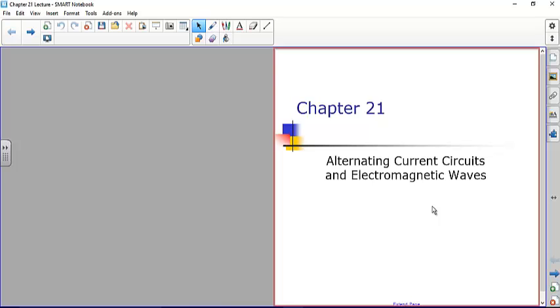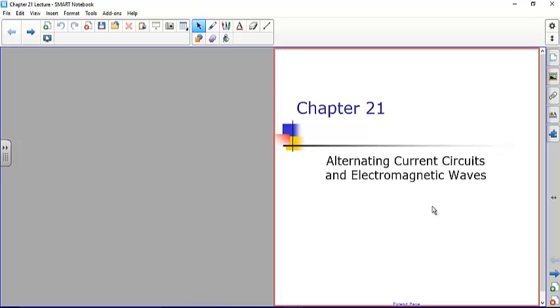Okay, so chapter 21, which is the last of the electromagnetism chapters. We're going to look at more complex alternating current circuits. So we've looked at RC circuits, which was for DC. We've looked at RL circuits, which were basically the same kind of situation. What we're going to do is expand this to having resistors, capacitors, and inductors in the same circuit. And that can get fairly complicated.